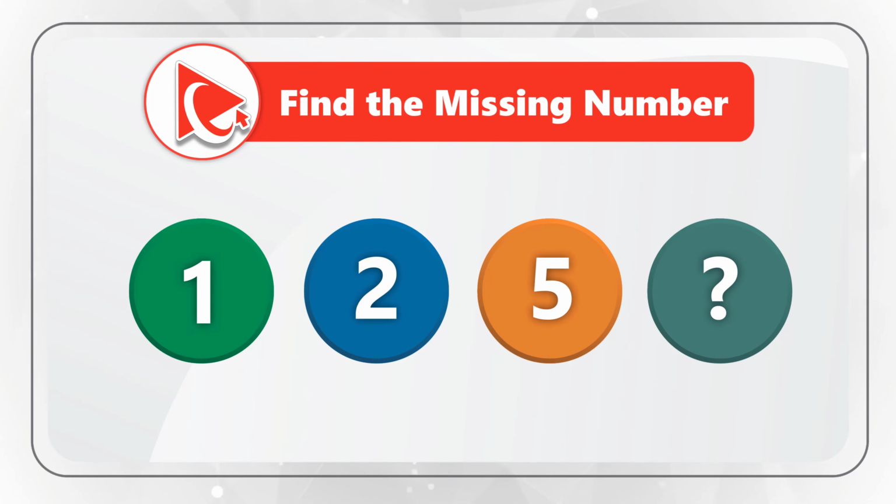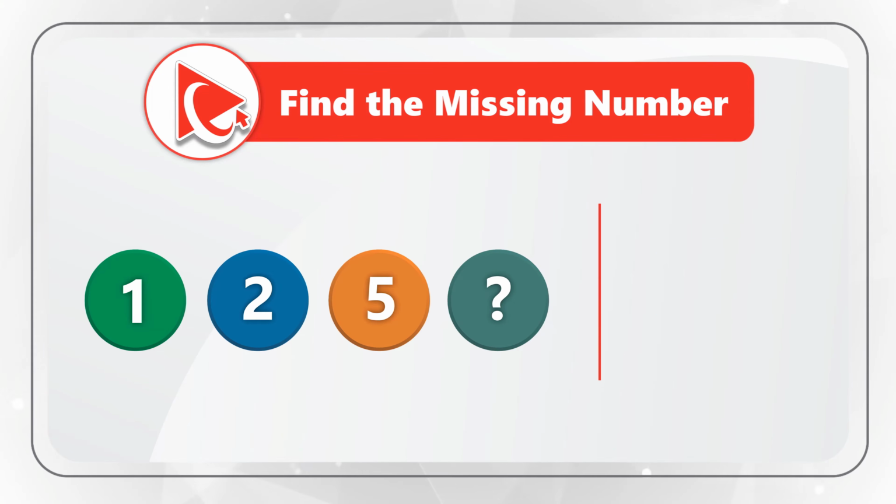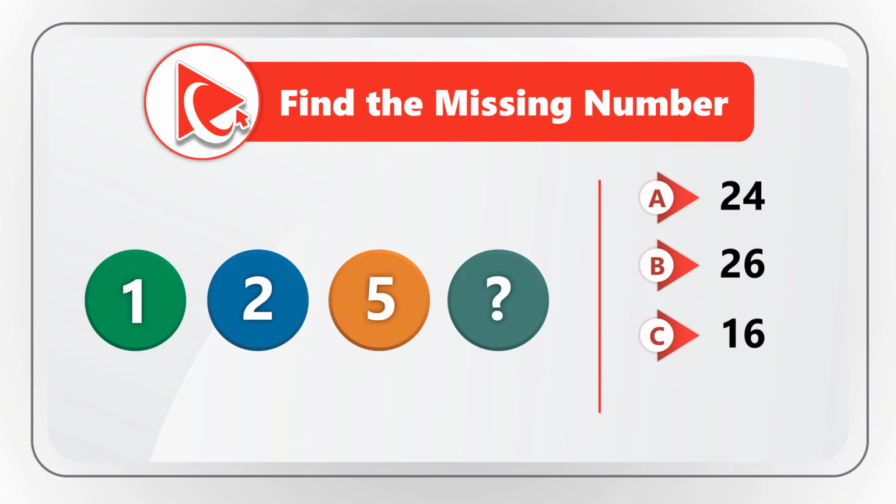You need to calculate and select the final answer out of 4 possible choices. Choice A, 24. Choice B, 26. Choice C, 16. And last but not least, choice D, 20. Take a close look to see if you can calculate the final answer. Are you ready? I hope you found the answer because it's so easy to calculate.